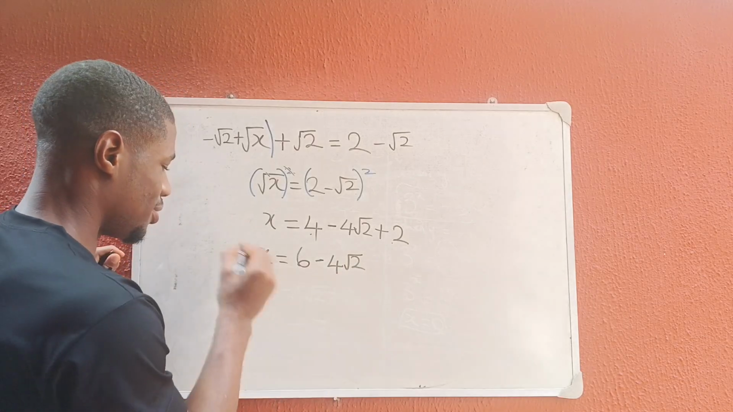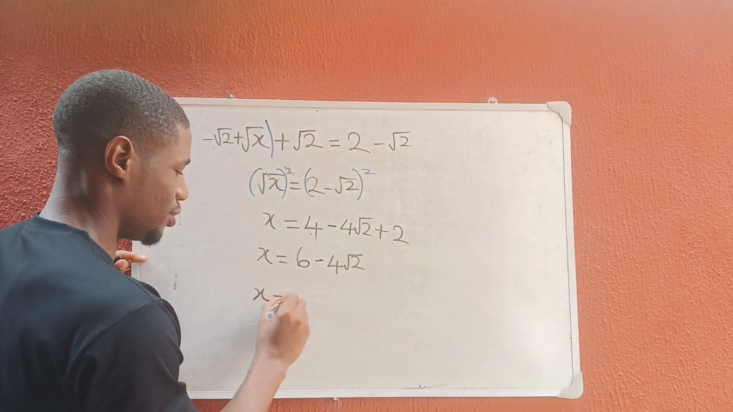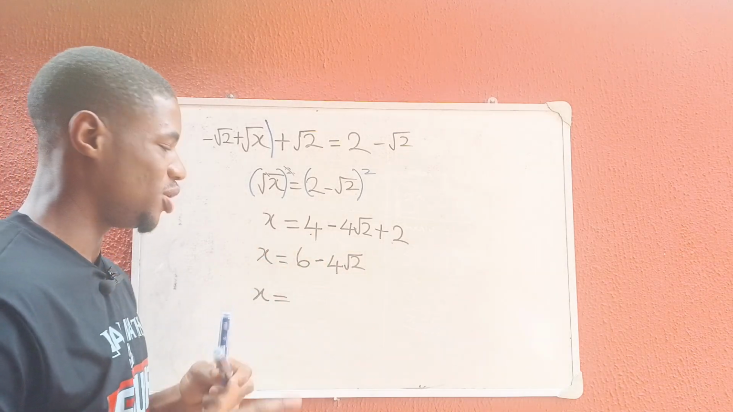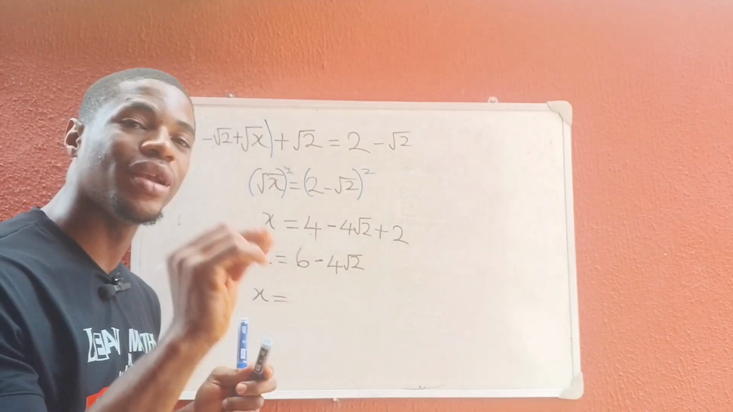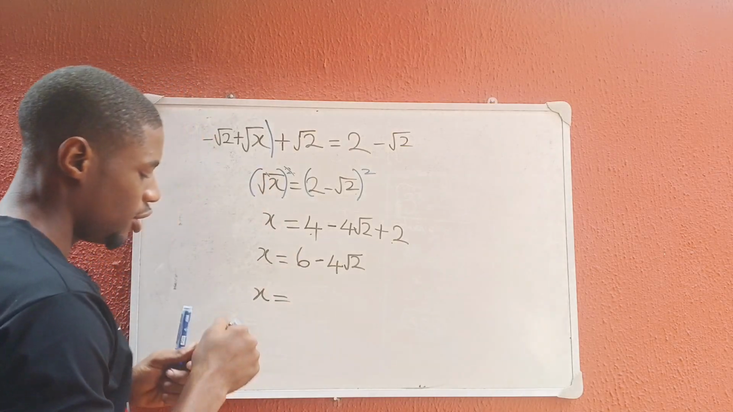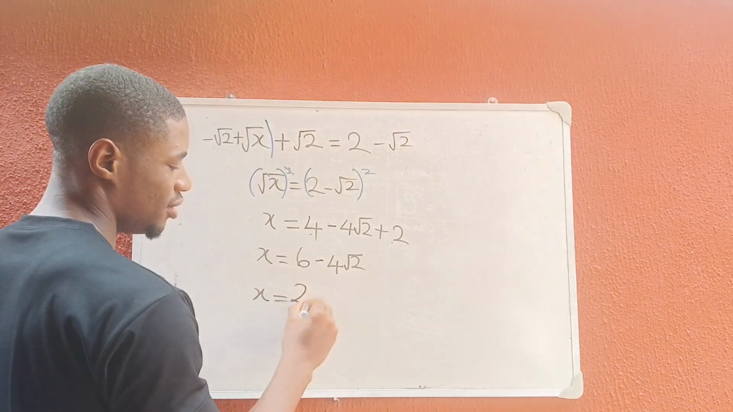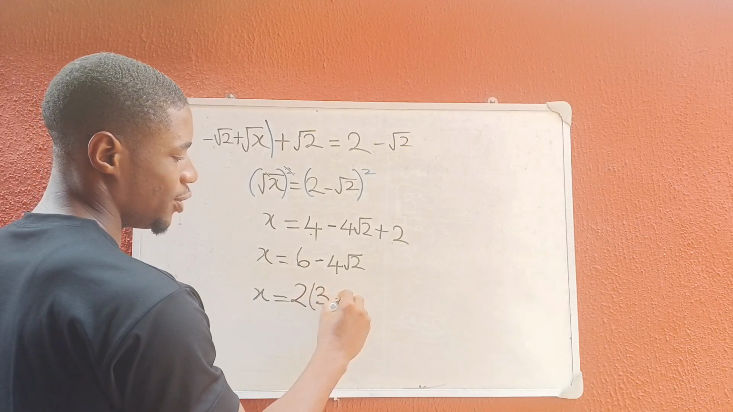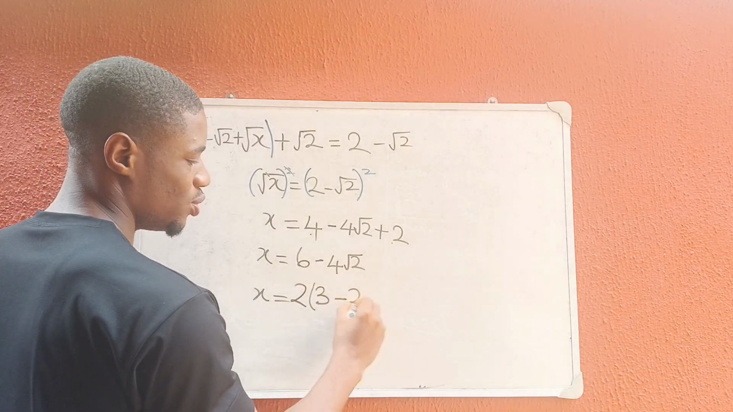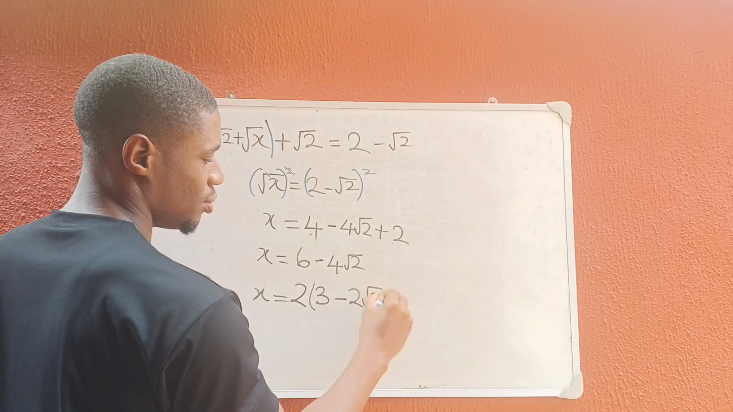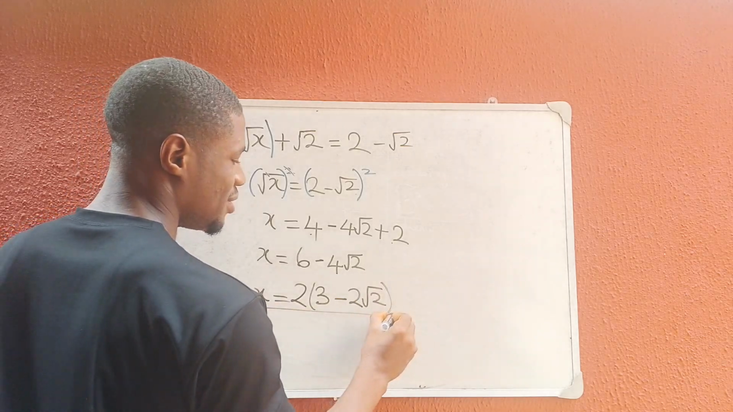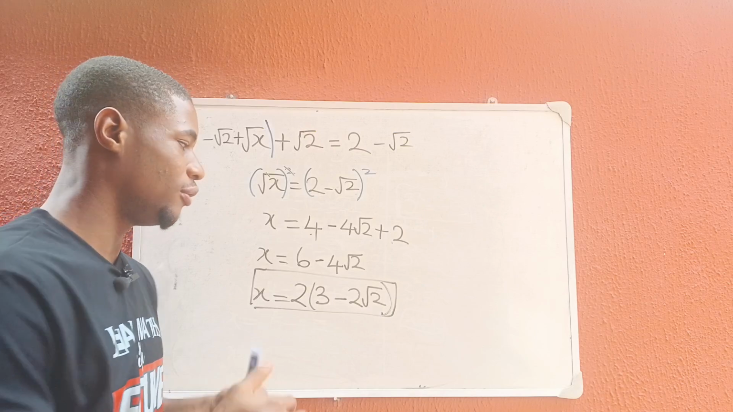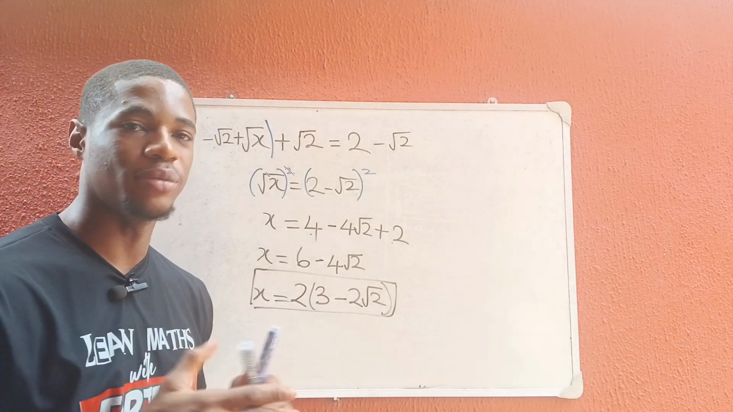Okay, hence, we have that x is equal to, now, looking at this, it seems that the answer is complete, but we have to factorize this answer in the simplest form possible. Okay, so 2 can factor out here to give me 6 divided by 2 is 3, minus 4 divided by 2 is 2, root 2. Hence, this is the answer for x in the simplest form.